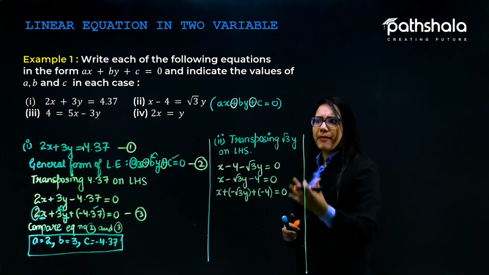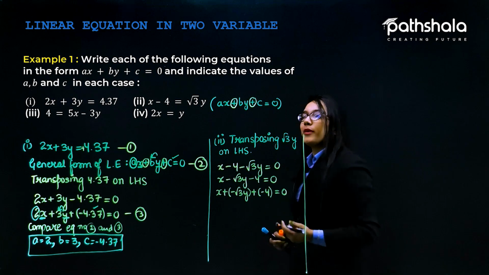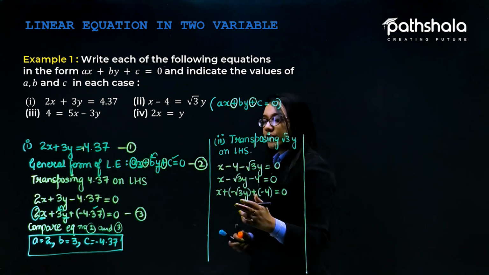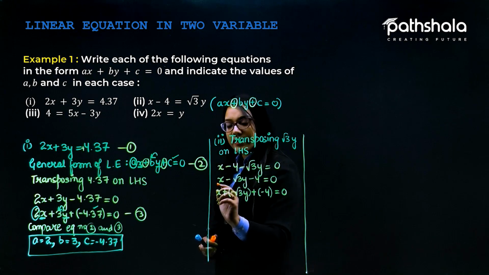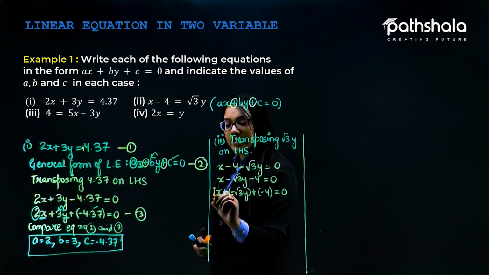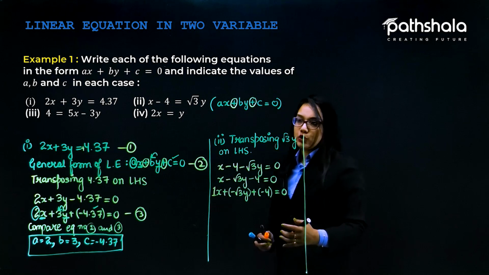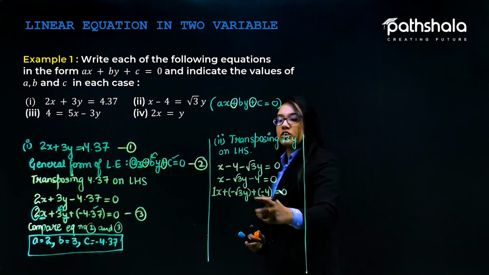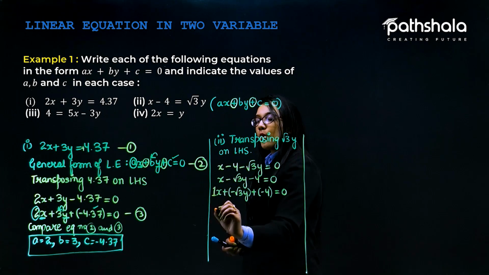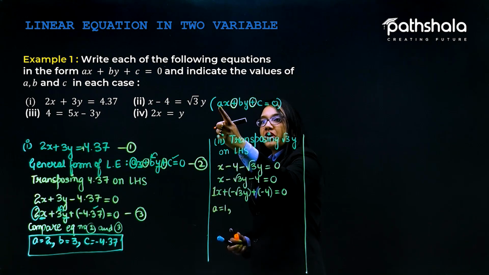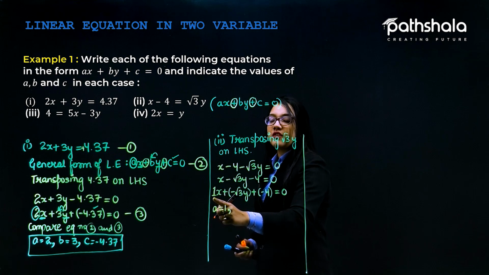Now let's compare it with the general form ax plus by plus c is equal to 0. If we compare both of these, first of all we have x, and if we have x, then the coefficient of x should be 1. So if we compare both of these equations, then a is nothing but 1. As you can see, the coefficient of x over here is a, and the coefficient of x over here is 1.